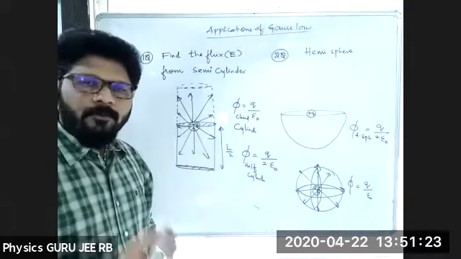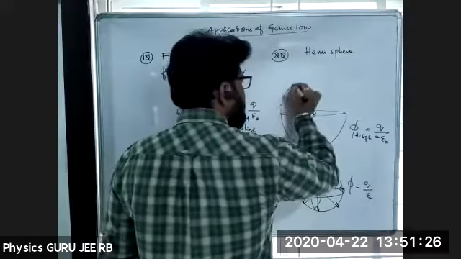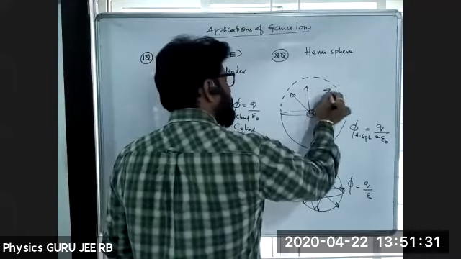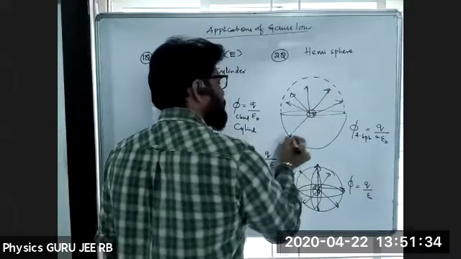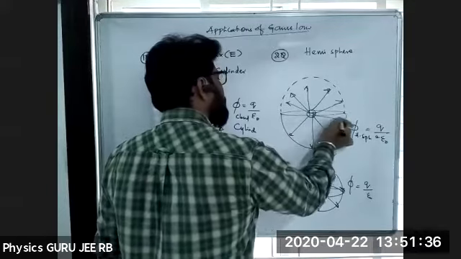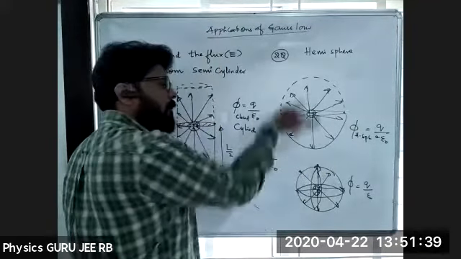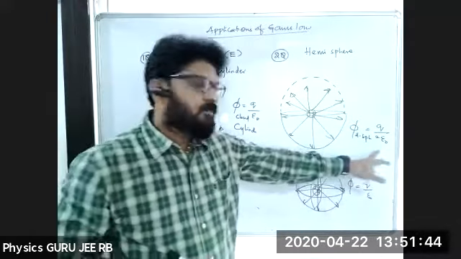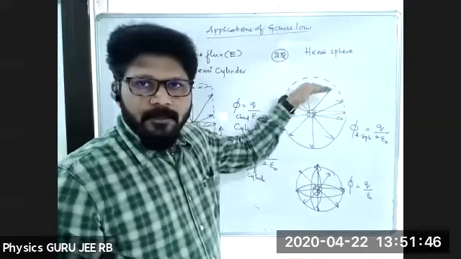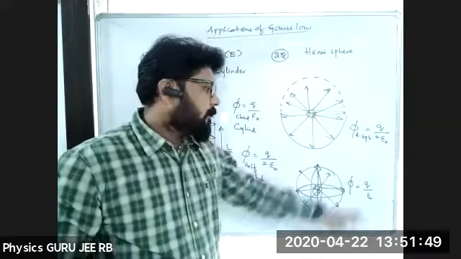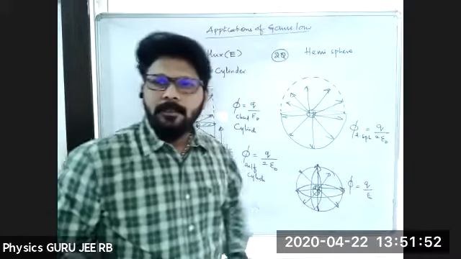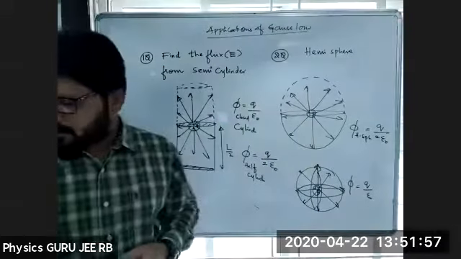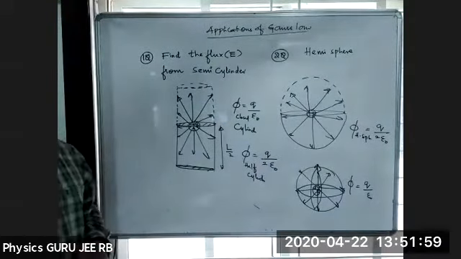Now, if you want to construct one more hemisphere above, then the flux will be distributed equally in all directions. Above part, bottom part, upper part, lower part, equally distributed, that is Q by 2 epsilon naught. Q by 2 epsilon naught plus Q by 2 epsilon naught will give Q by epsilon naught. So basic things. Just take a screenshot. If you have any doubts, let me know.